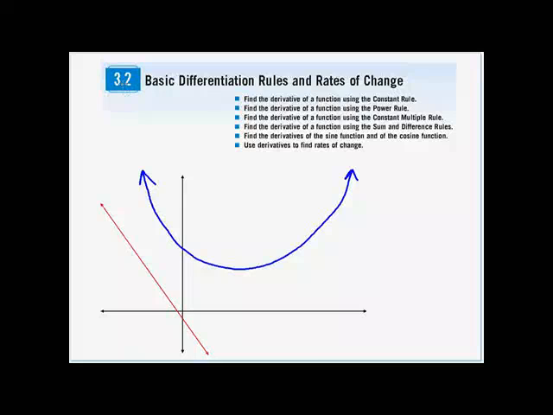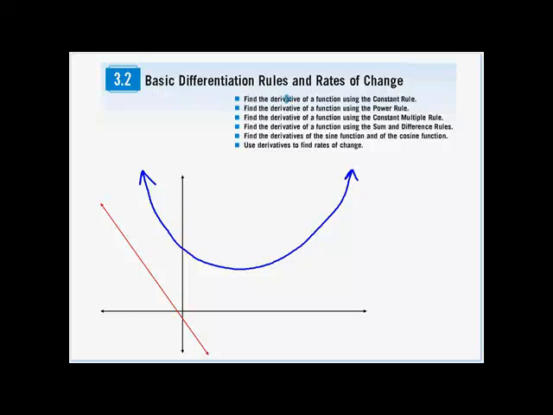In this section 3.2, we're going to cover the basic differentiation rules and rates of change. In the last section, we just looked at finding the derivative of a function with a difference quotient, and we sort of tied that into slope. Here in the graph down at the bottom, I have this red line, and if I asked you to find the slope of that, you could pick out any 2 points on that line, determine the rise and the run, and figure out the slope.